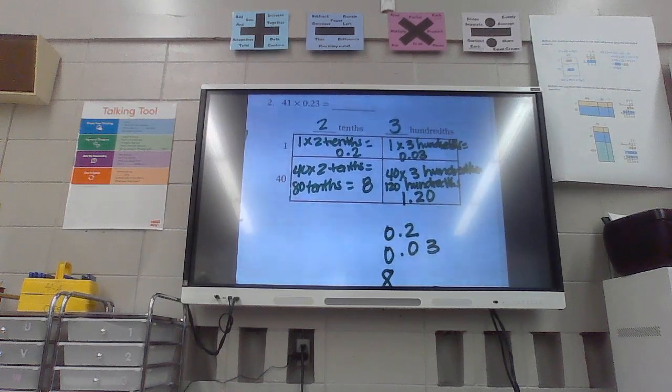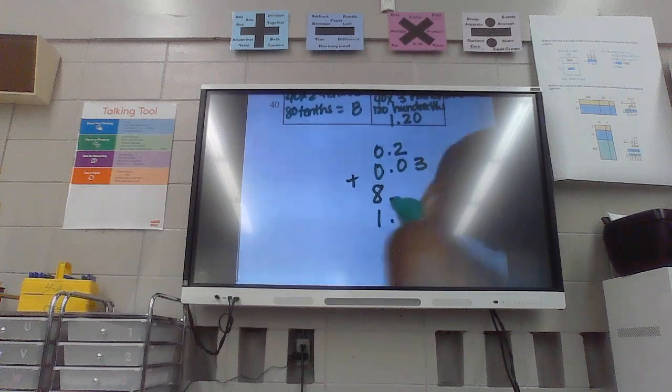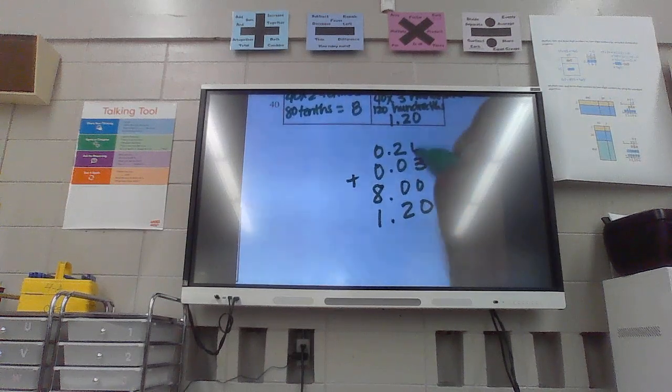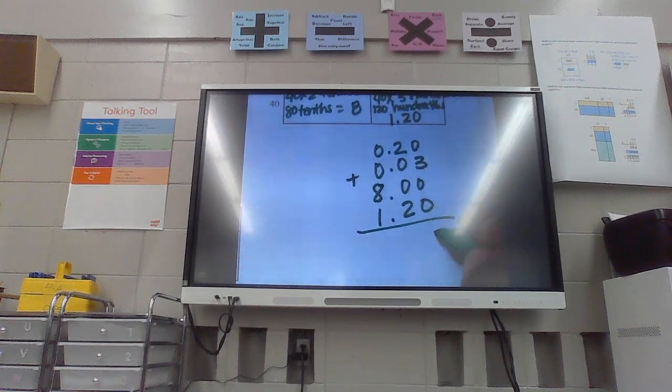I'm gonna leave it like that? No. What can we add here? What do I need to put in there? Some placeholders, right? Does that change the value of any of those numbers? No. So we got 0, 3, 0, 0, which is 3.